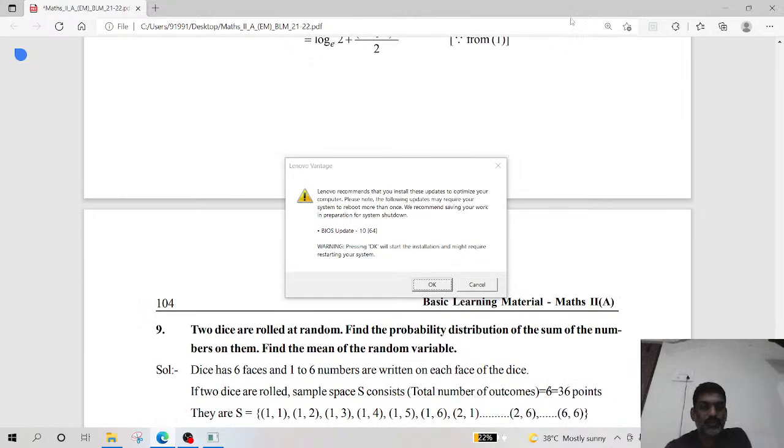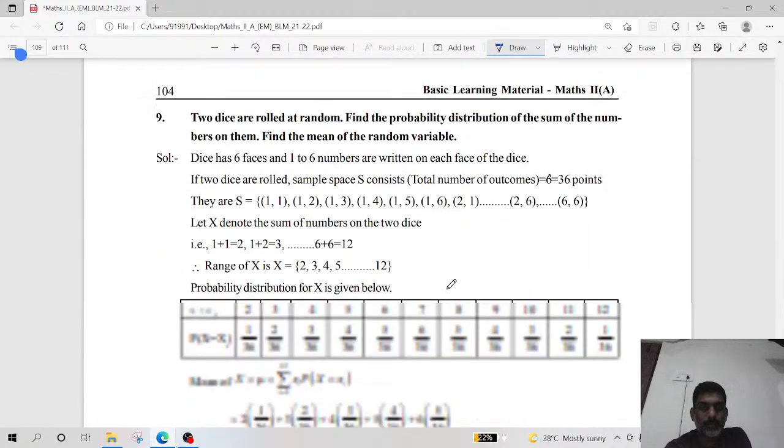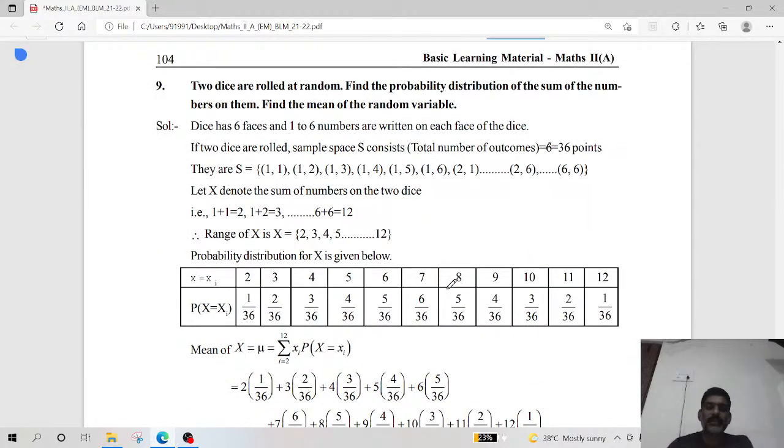One more question. 2 dice are rolled at random. Find the probability distribution of the sum of the numbers on them. Find the mean of the random variable. Sum is given already, I think. Dice has 6 faces. 1 to 6 numbers are written on each of the faces. 2 dice are rolled. Sample space consists of total 36 points. 1 1, 1 2, 1 3, 1 4, 1 5, up to 6 6.